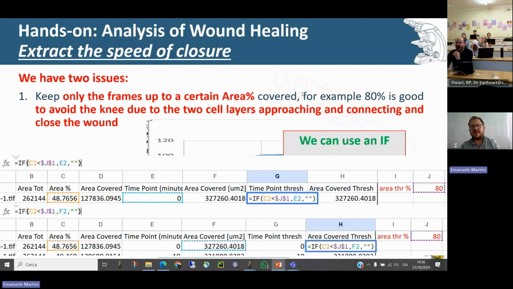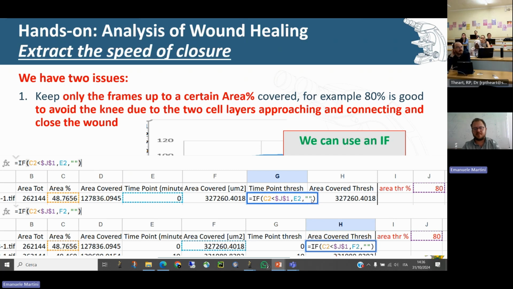What you can use is an if, no? So what you want to do is to put an if that says, if the area threshold is below my value, and this is also useful because we already extracted the area percentage, no? We extracted it from the Fiji algorithm, from the image analysis workflow. So if we are under the 80% of the area covered, we keep the time. If not, we put blank.